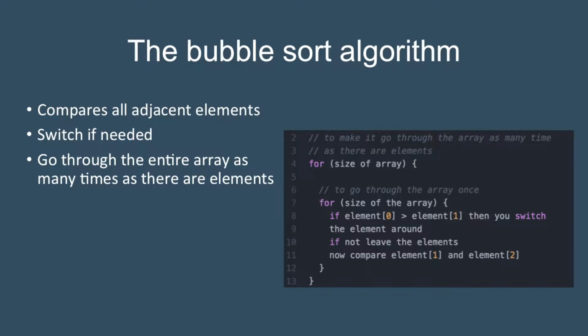It then proceeds to do the same with elements 1 and 2. The algorithm repeats until the end of the array and then repeats the entire iteration through the array as many times as there are elements in the array. This sounds pretty complicated, so let's look at an example.